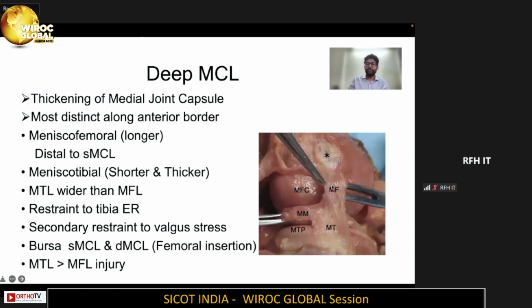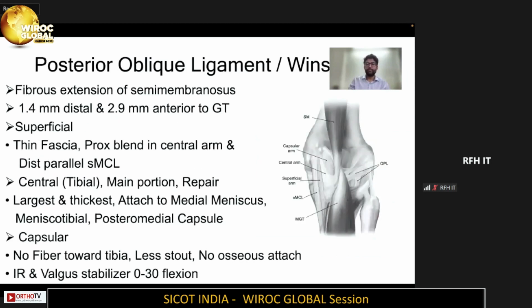After removing the superficial MCL, we see the deep MCL, meniscofemoral and meniscotibial parts. Deep MCL is a thickening of the medial joint capsule. The meniscofemoral part is longer, whereas the meniscotibial part is shorter, thicker, and wider. The main function of the deep part of the MCL is to restrain tibial external rotation. Secondary function is to restrain valgus stress. In a Murray study, they found the meniscotibial ligament is more commonly injured than the meniscofemoral part.